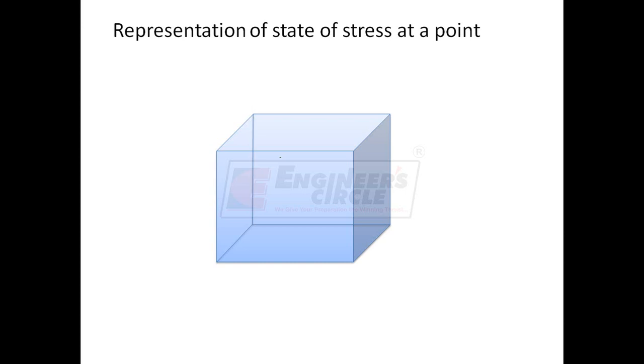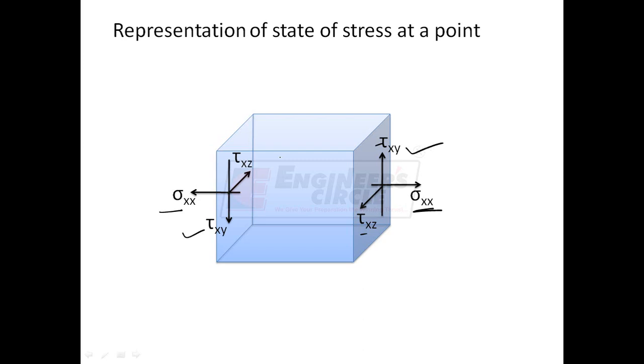First, represent stresses on the x plane. On the x plane, there will be 3 components of stresses, 1 normal and 2 shear. This stress element is a part of the bar and the bar is in equilibrium. Therefore, the part of the bar, that is this cube, must also be in equilibrium. To maintain the equilibrium, if stresses are acting on one surface, then they must be balanced by the stresses on the other surface. The sigma xx is balanced by this sigma xx, tau xy is balanced by tau xy, tau xz is balanced by tau xz.